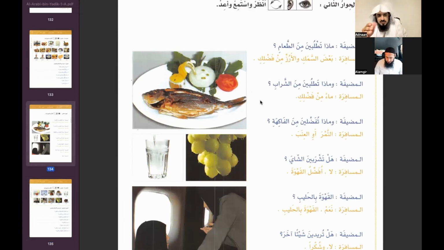Notice how, because it's two females conversing, they're asking each other. If it was a man, it would be madha tatlub and tufaddil. But because the woman in front of you is being addressed, it is tatlubeena, tufaddileena, tashrabeena. So they want to teach you that.